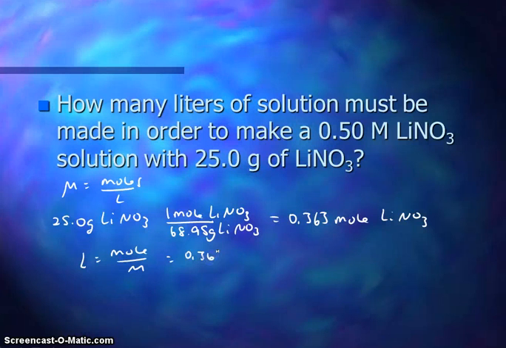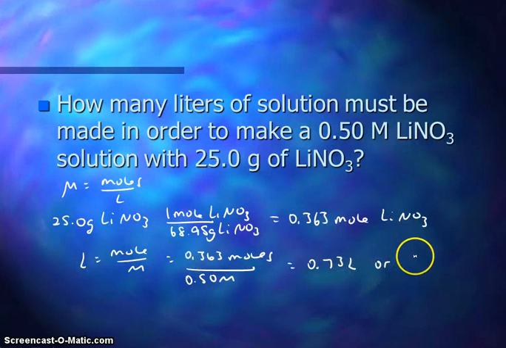So 0.363 moles divided by 0.50 molarity, and that will give us 0.73 liters, or if we multiply that by 1,000, 730 milliliters. So if we measured out 25 grams of lithium nitrate and added it to a volumetric flask that's 730 milliliters and added water until it all dissolved, we would get a 0.50 molar solution.